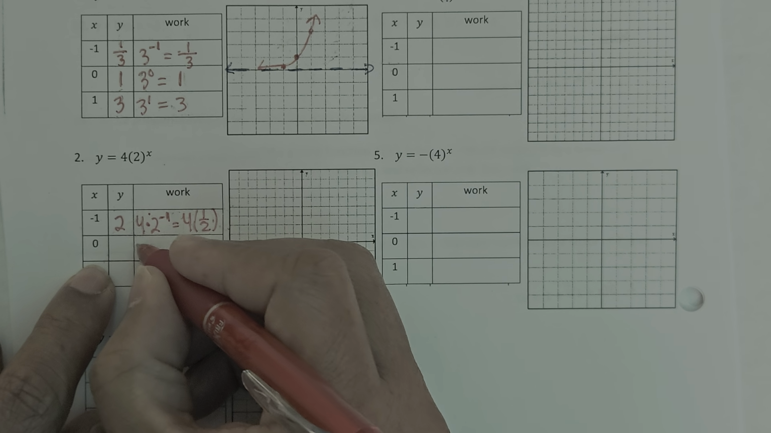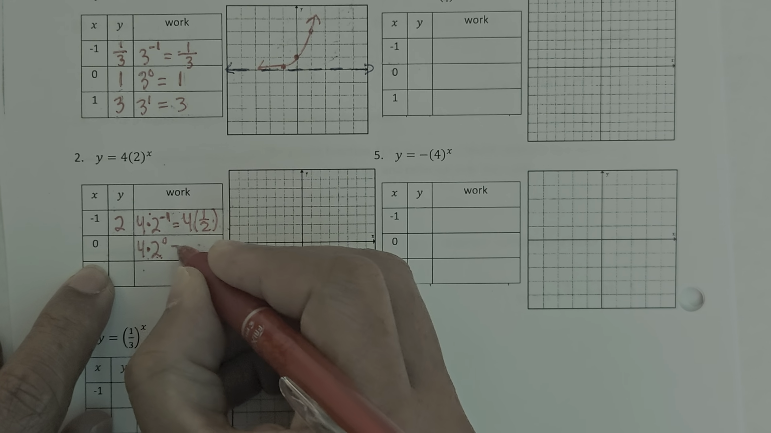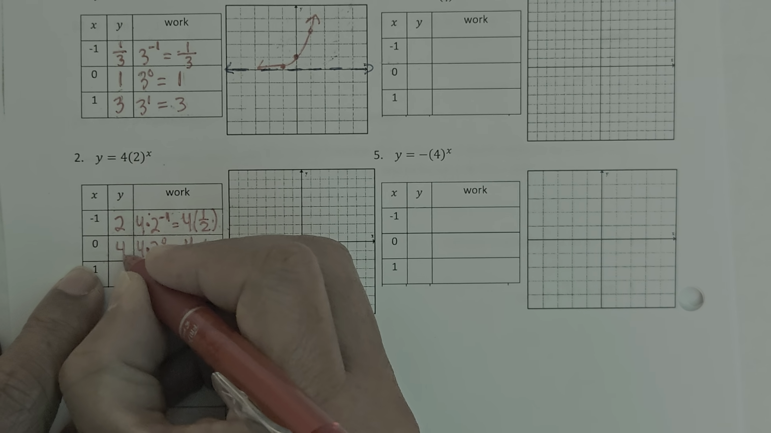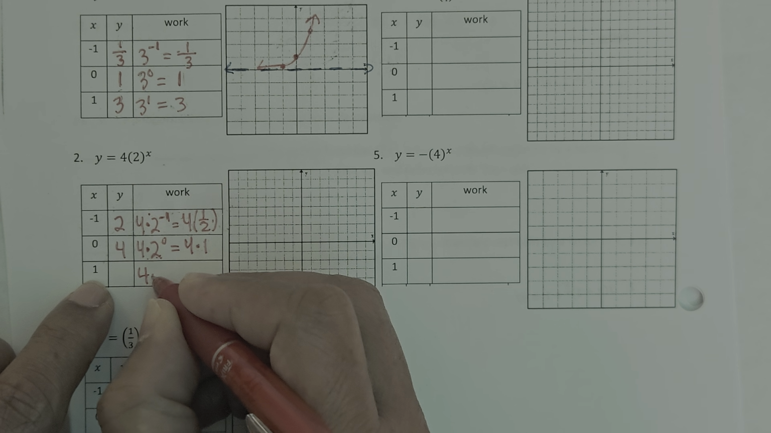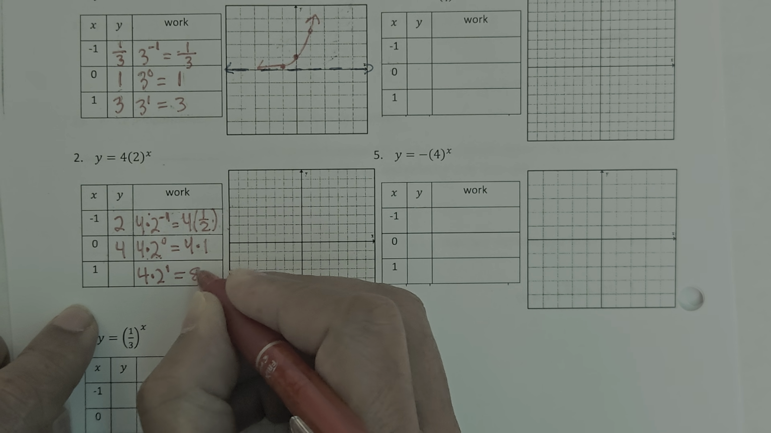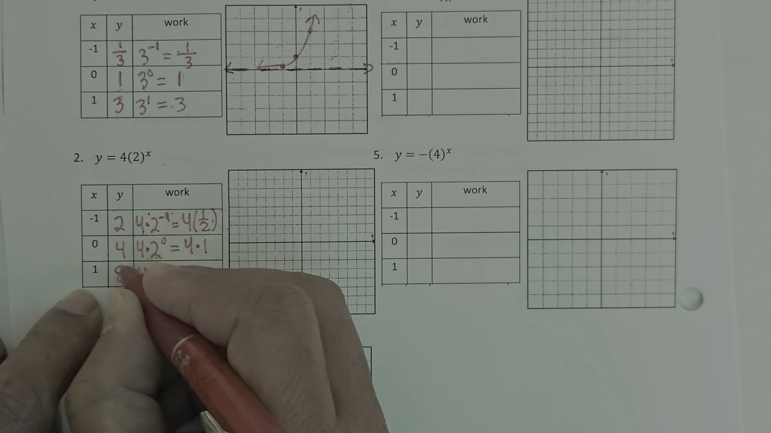And then the next one is 4 times 2 to the 0 power. Well, anything to the 0 power is 1. So this is 4 times 1, which is equal to 4. The last value we have is when x is 1. So 4 times 2 to the first power is just 2. So this is equal to 8. So when x is 1, y is 8.